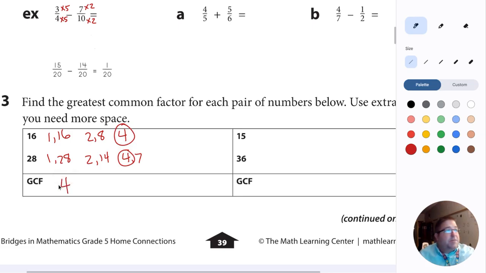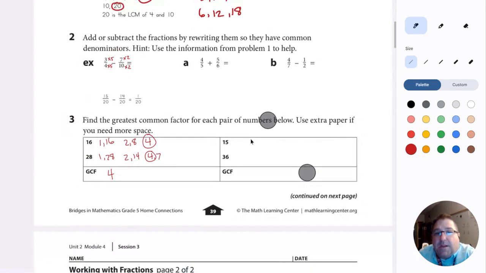So for factors, it's kind of the opposite of our multiples, and we've been talking about factors for quite a while. Factors are the numbers that make up our smaller numbers. So for 15, we got 1 times 15. 2 doesn't work. 3 times 5 works. And then do the same for 36, and then just find the largest number that they both share. That's all we're thinking on that.